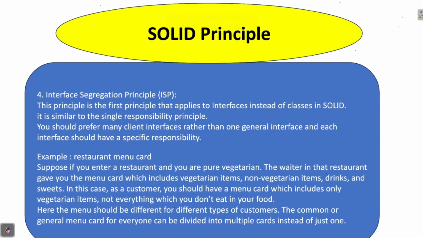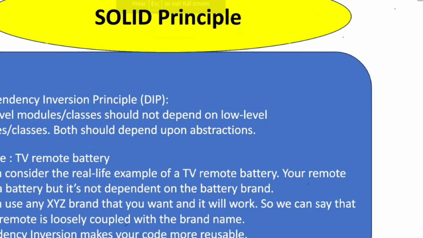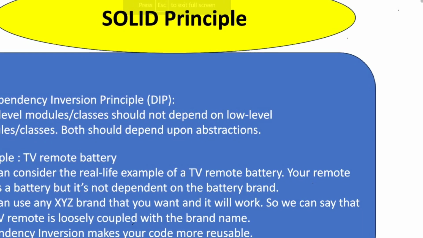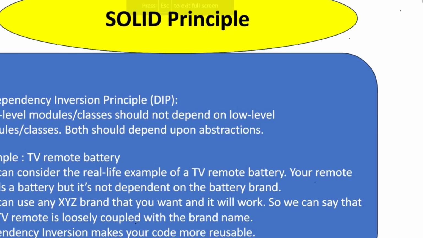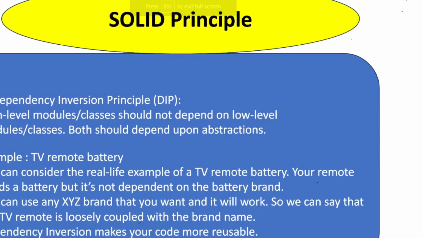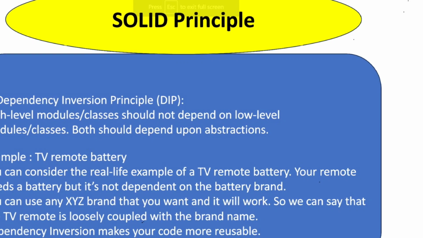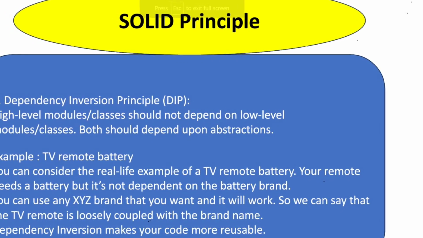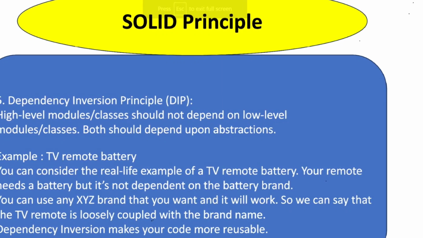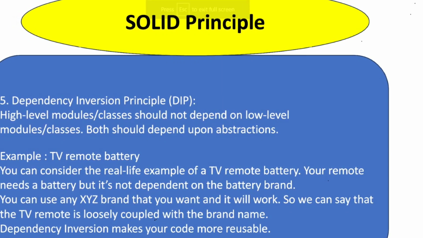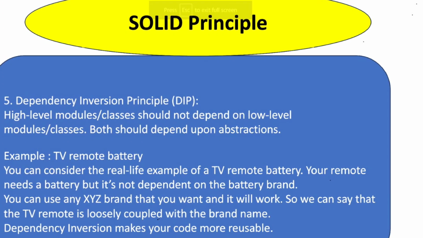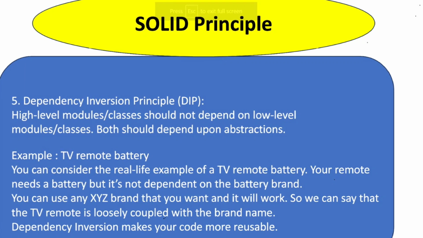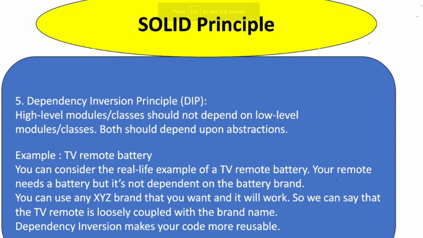5. Dependency Inversion Principle, DIP. High-level modules, classes should not depend on low-level modules, classes. Both should depend upon abstractions. Example. TV remote battery. You can consider the real-life example of a TV remote battery. Your remote needs a battery, but it's not dependent on the battery brand. You can use any XYZ brand that you want and it will work. So we can say that the TV remote is loosely coupled with the brand name. Dependency inversion makes your code more reusable.